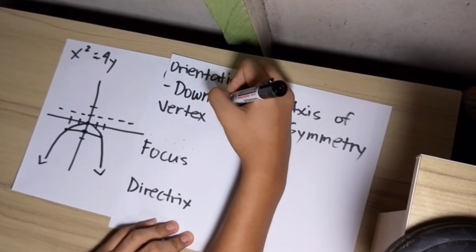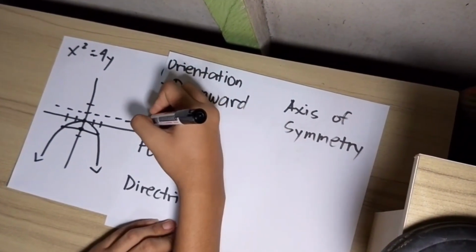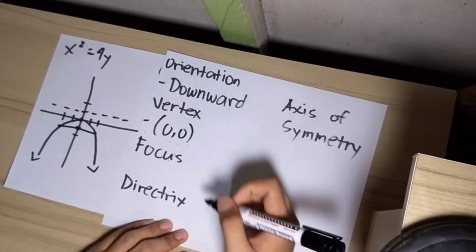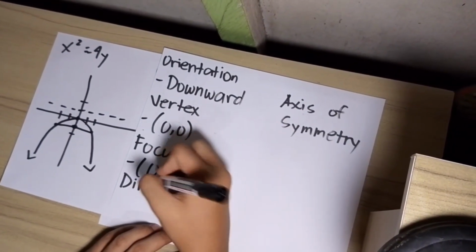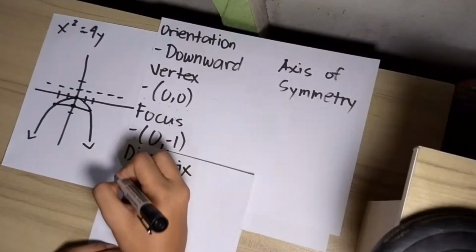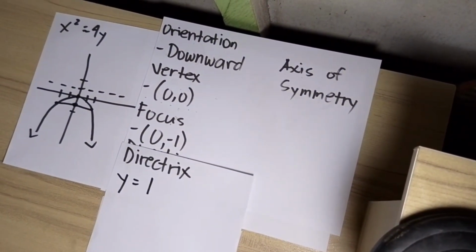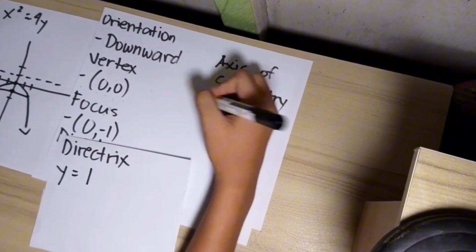The orientation of our parabola is facing downward. For its vertex, it is at the origin or (0, 0). Its focus is at (0, -1). Its directrix is y equals 1. And its axis of symmetry is x equals 0.